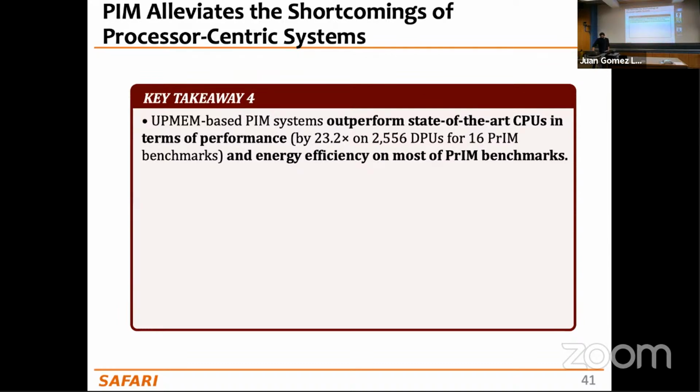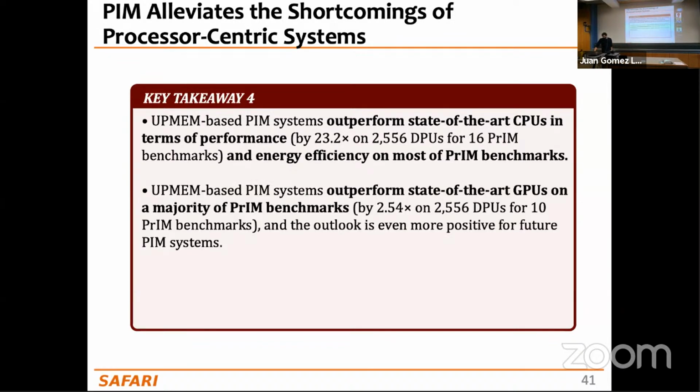So one first takeaway here is that the UPMEM-based PIM systems, we test 2 UPMEM-based PIM systems in our study, outperform state-of-the-art CPUs in terms of performance and energy efficiency. And you can see we are talking about more than 20 times faster execution on the larger processing-in-memory system compared to the baseline CPU implementations for the 16 PIM benchmarks.